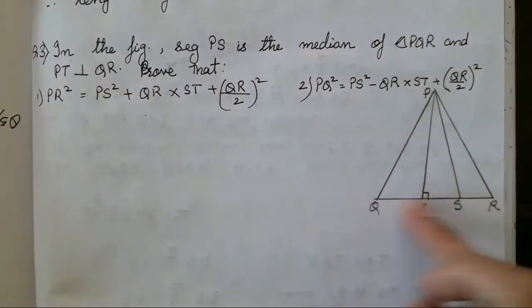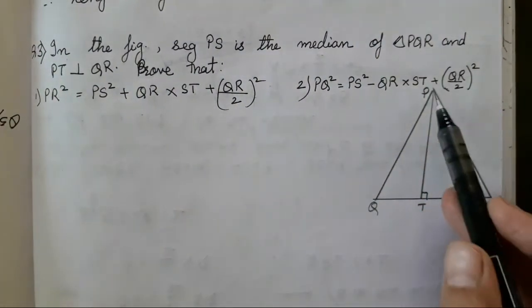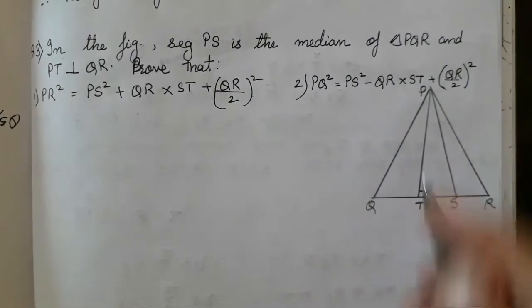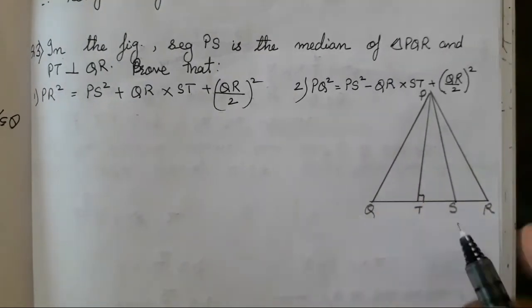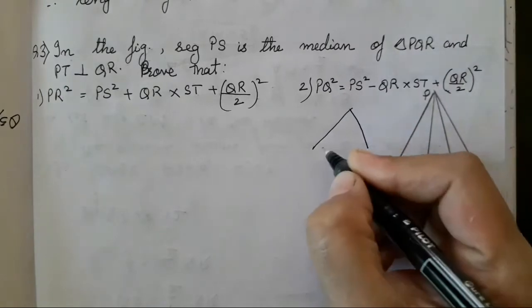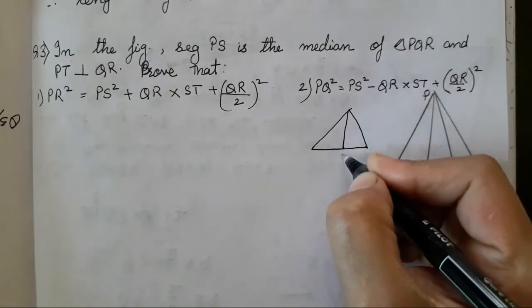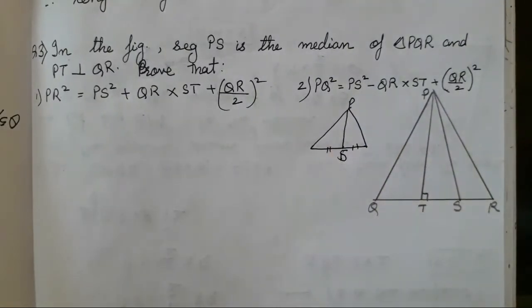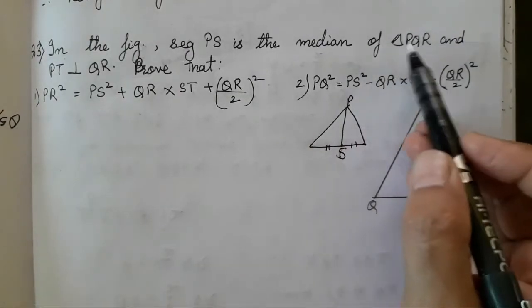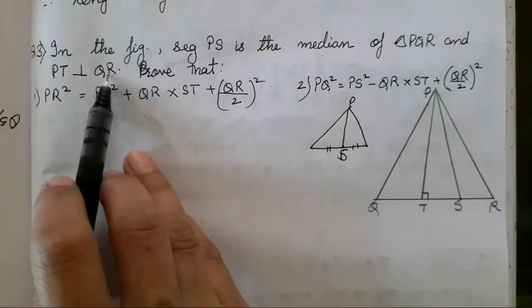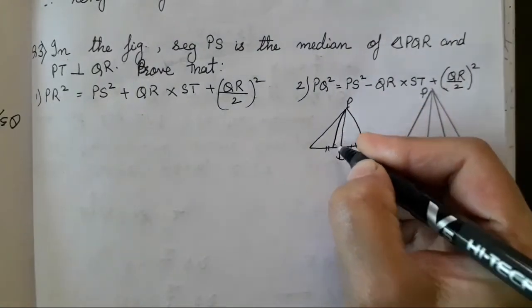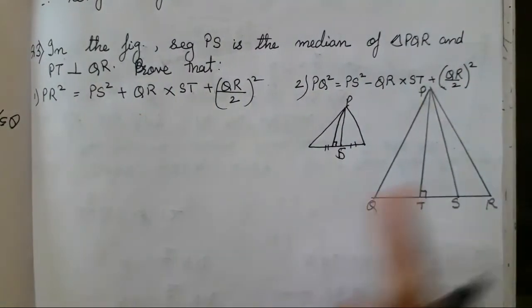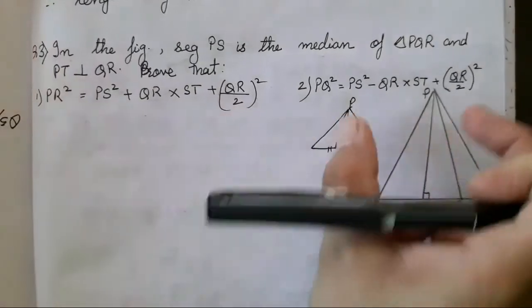Now in the figure, this is the figure that has been given to us. PS is supposed to be the median. Okay, it is not looking like a median in my figure, but it has to be a median so that it will divide the side. So I will show you again. This is supposed to be your PS. Okay, this is your P and this is your S, so that it will divide the segment into 2 equal parts. Okay, now PS is the median of triangle PQR and PT is perpendicular. This is perpendicular, that it is forming a 90 degree. Prove that. We have to prove 2 things over here using the same diagram. Okay children, so first is this and then this.